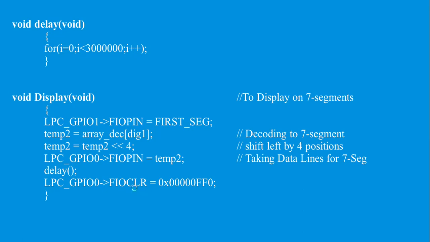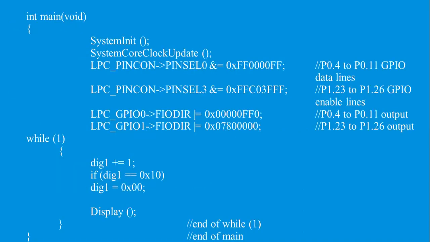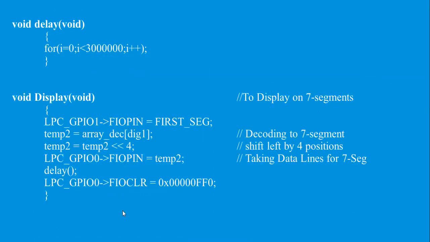After reading the first element of the array, your program control returns to the while one loop. Again, the value of digit 1 will be incremented by 1, and again it calls the display function, and those values will be supplied to the port pins with the help of the FIO pin register. So this is going to execute infinitely. This is about the program flow.